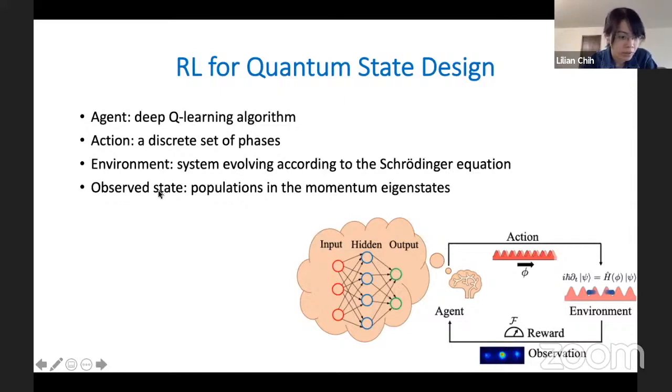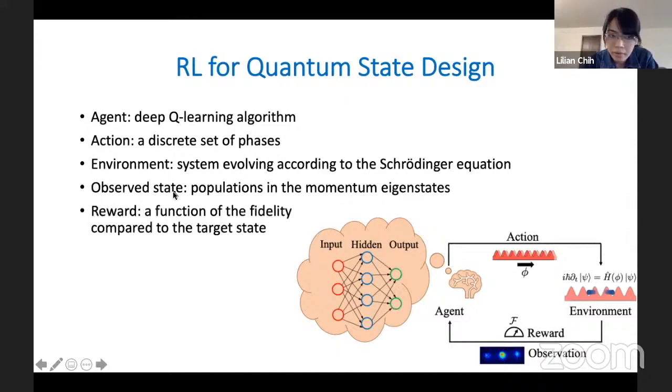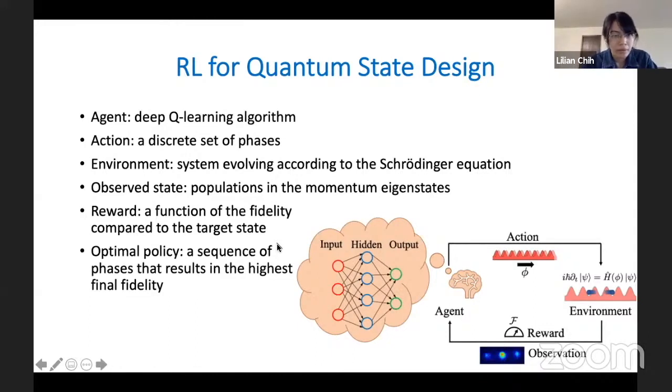To distinguish this state from the quantum state, I call it the observed state. We define the reward to be a function of the fidelity compared to the target state, which is the third excited Bloch state. And the optimal policy represents a sequence of phases that results in the highest final fidelity.